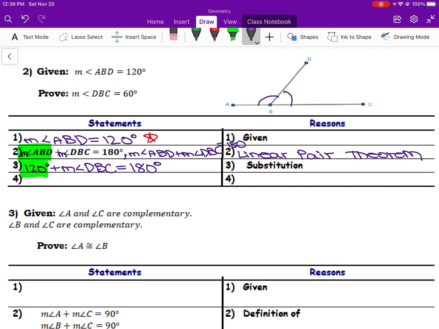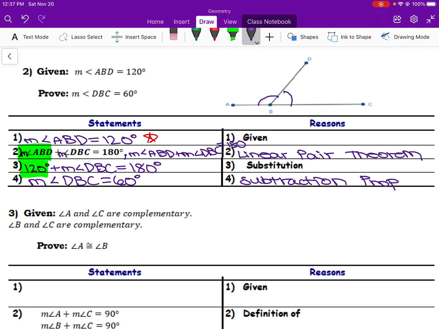And then once we've done that, we can see that the measure of angle DBC equals 60 degrees. This is just a matter of subtracting my 120 from my 180. I'm taking that 120 on the left and subtracting it over to the right, and that's where we end up with 60 degrees. That is just the subtraction property of equality. So we'll just say subtraction prop.